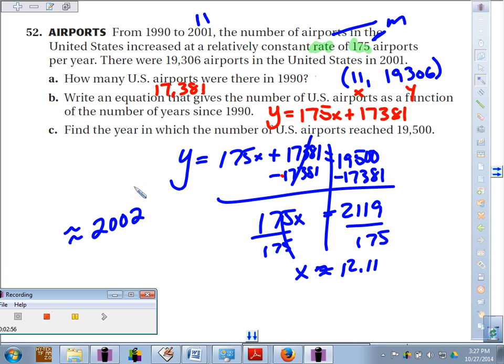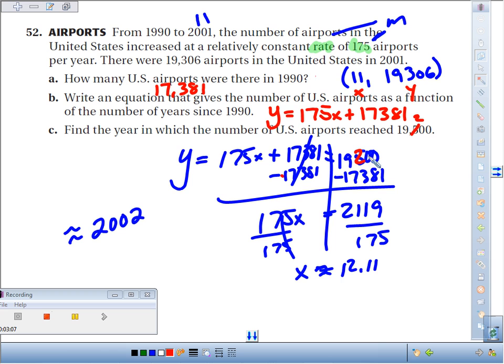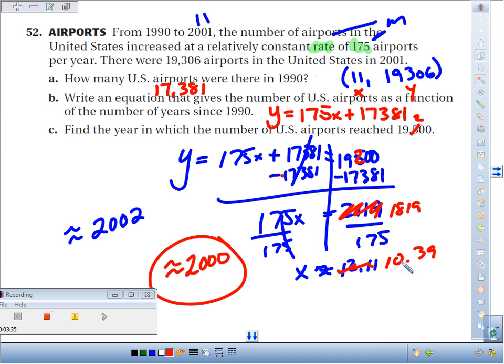Now that answer seemed a little fishy to me because 2002 is after the study. So I went and checked your book, and it looks like in your book this was 19,200. Well, that just changes a few things. If we take 19,200 minus 17,381, we get 1,819. And if we take 1,819 divided by 175, we get about 10.39. So about 10 years after 1990. So according to your book, mine had a little typo in it. We'd say about the year 2000, because 10 years after 1990 would be 2000.